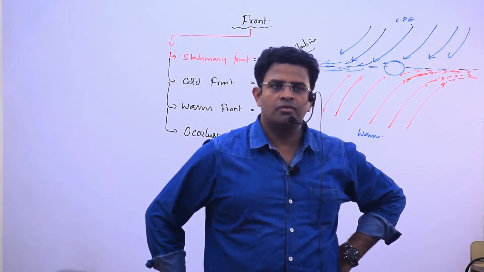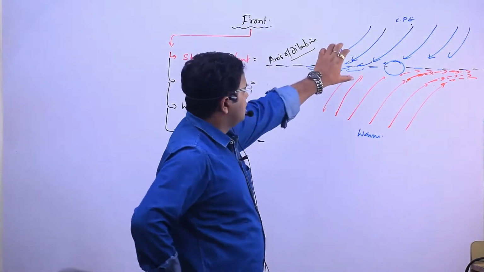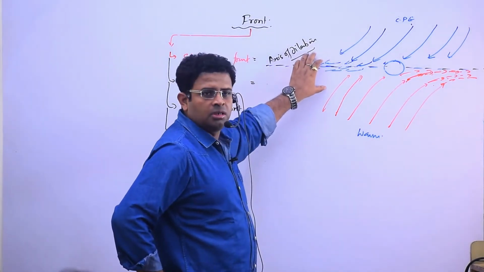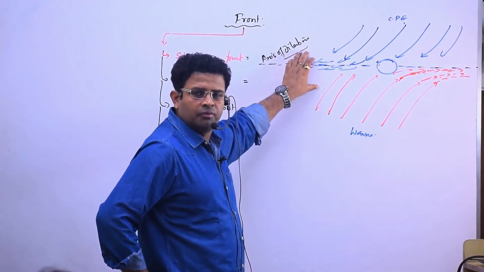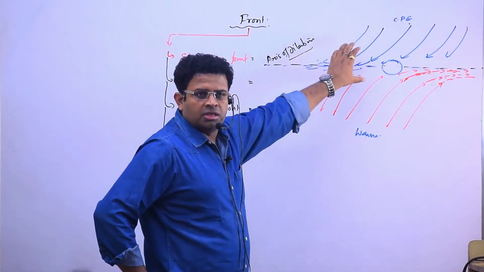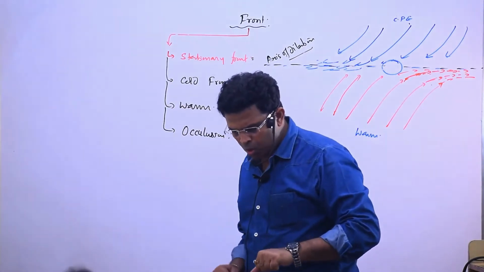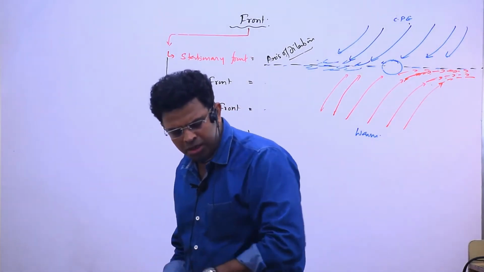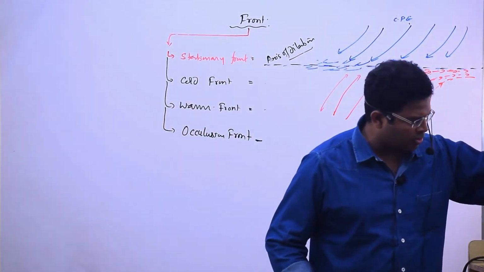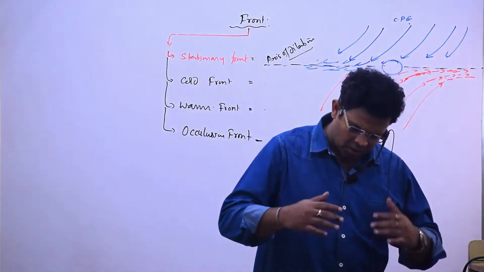And where is the cold front formation taking place? It is happening in the southwest region of the front. Where is it taking place? Southwest region of the front. Again I said that the cold polar easterlies are moving westward, and the warm westerlies are moving eastward along the dilation axis.